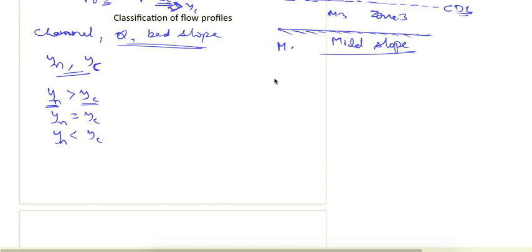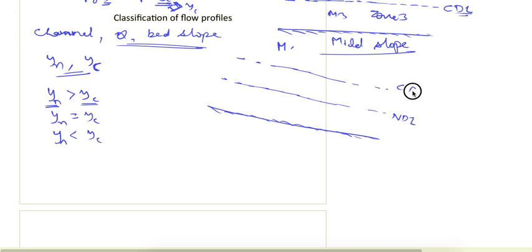Now the next classification is if the bed slope is such that the normal depth line is below the critical depth line. This is the normal depth line and above it is the critical depth line. In this case the Froude number will be greater than 1, because the uniform flow is occurring at a depth smaller than the critical depth. If the depth is smaller than the critical depth, it will be a case of supercritical flow. So in this case we define this slope as steep slope.